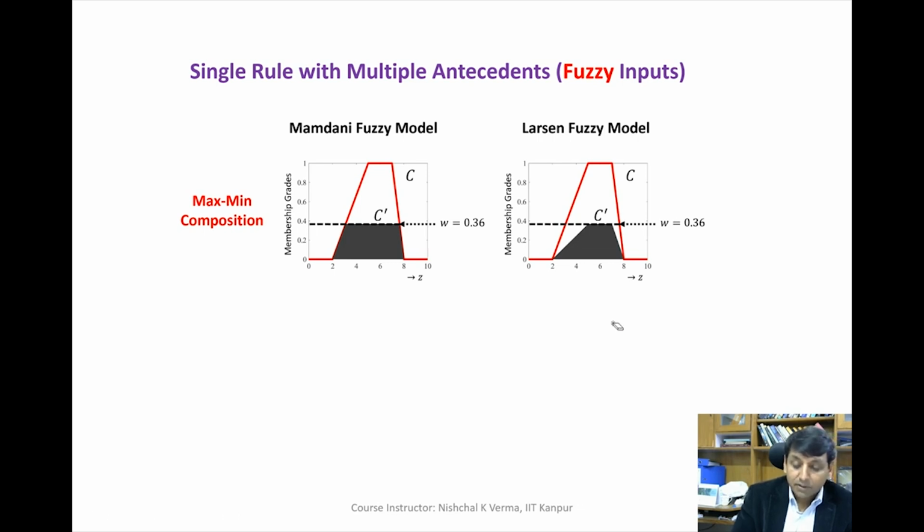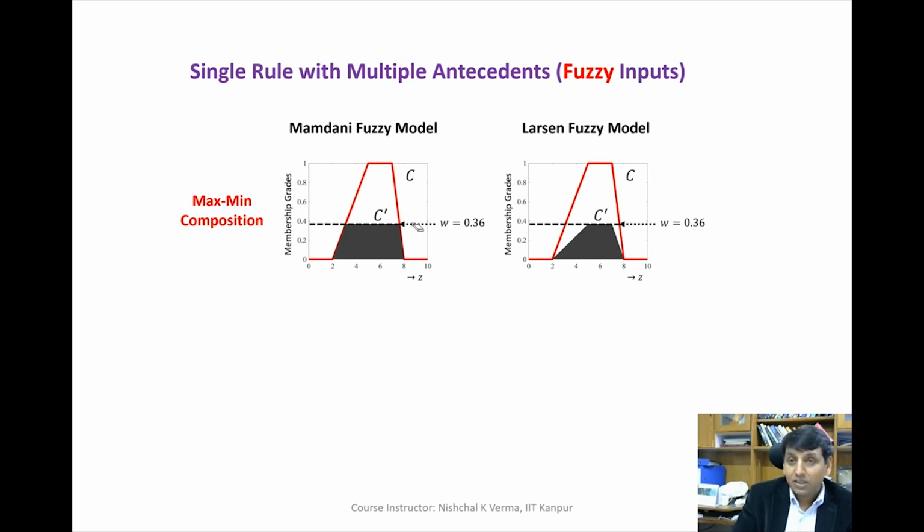So here we have compared the output values for the same input when we use Mamdani fuzzy model and Larsen fuzzy model. We get our C dash like this when we use Mamdani, and when we use Larsen fuzzy model we get this output.